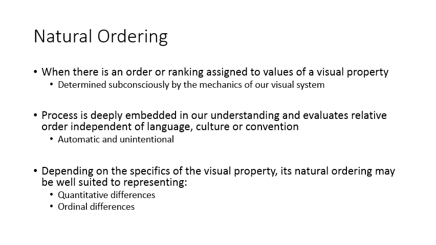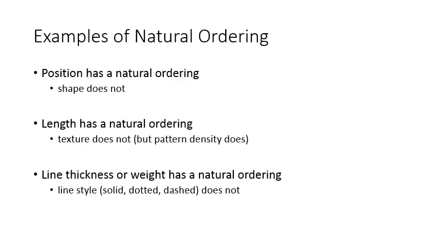You can't change somebody's knowledge or perception of what is a natural order. So the process is deeply embedded in our understanding and evaluates relative order independent of language, culture, or convention. We'll talk about culture and convention a bit later, but this natural ordering is something that just exists. It's automatic, unintentional, and we can't avoid it. Depending on the specifics of the visual property, its natural ordering may be well suited to representing quantitative differences or ordinal differences.